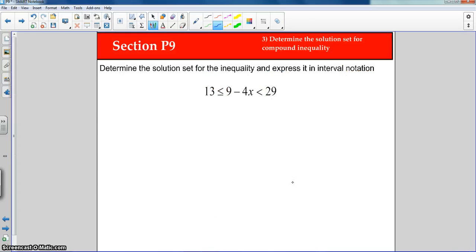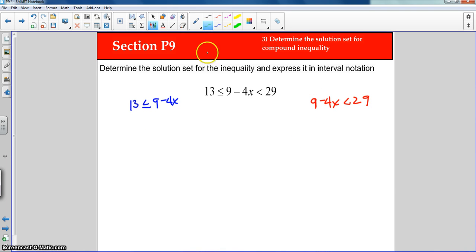Let's see another example. So here's what we call a compound inequality. It's two inequalities in one. So what this is really communicating is if we want to, we can break it up into two inequalities. We can break it up into 13 less than or equal to 9 minus 4x, and we can also break it into 9 minus 4x is less than 29. Okay, and solve both of those at the same time.